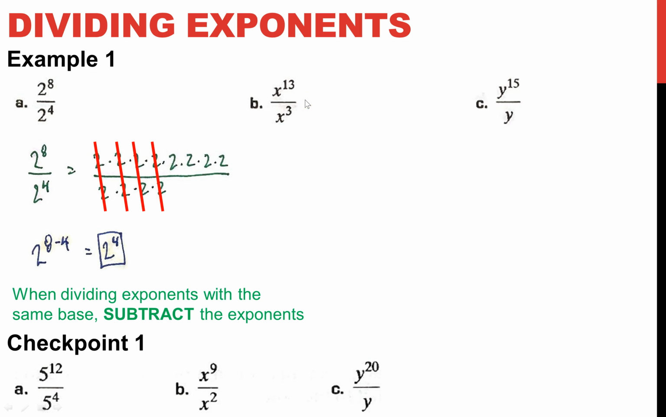If we look at b, I'm just going to be subtracting 13 minus 3. So when dividing exponents with the same base, we subtract the exponent. So let's take a look at example b. Boom. 13 minus 3. X to the 10. And for example C, I'm going to do the same thing. When dividing exponents with the same base, subtract the exponents. Yo, Mr. Hain, there is no exponent here. When there is no exponent, the exponent is, if you said 1, you've been paying attention. So 15 minus 1 is 14. No problem, y to the 14th.